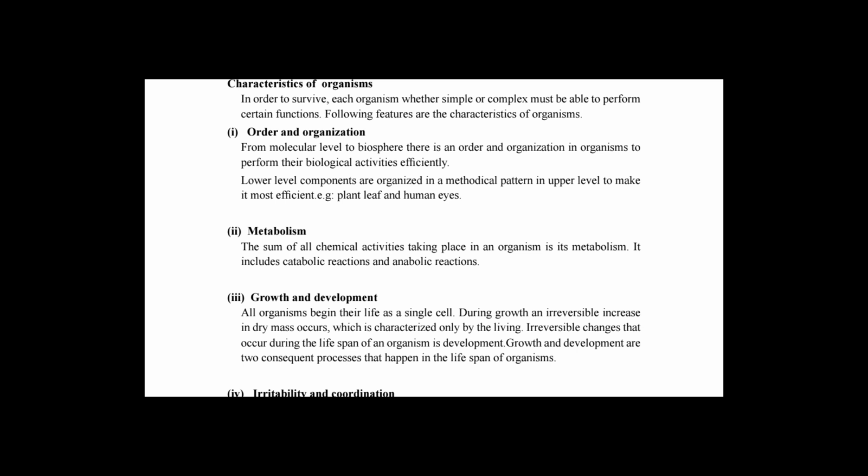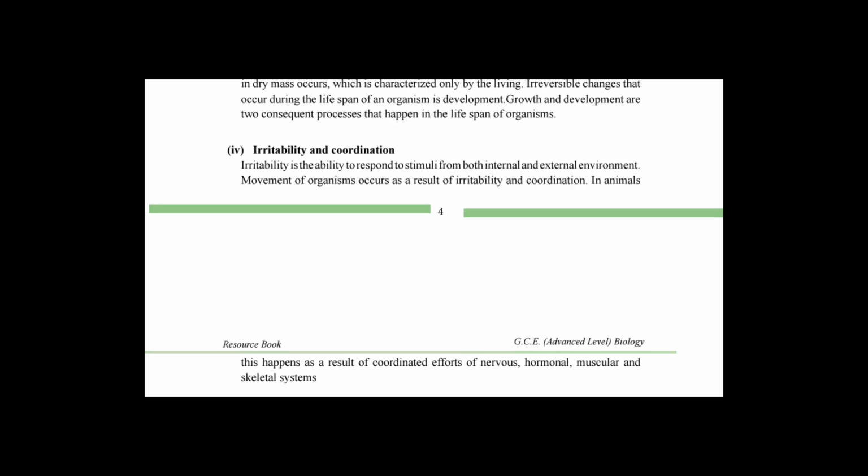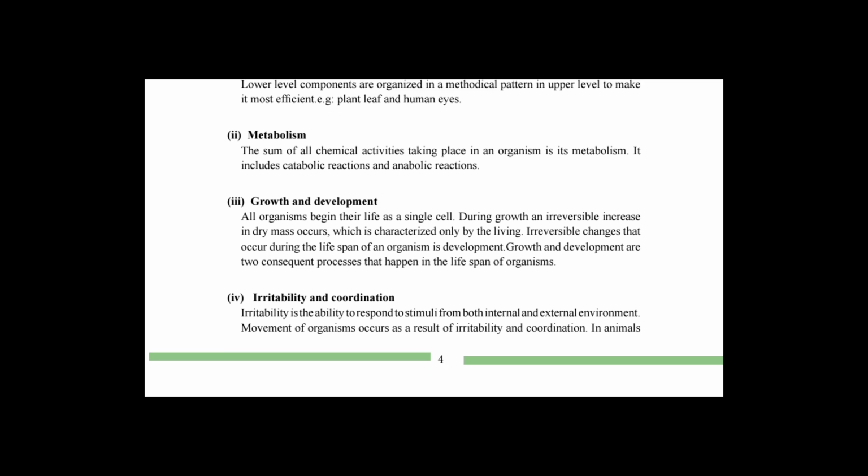So next one is metabolism. Metabolism means, there is a definition which we have to memorize. The sum of all chemical activities taking place in an organism is its metabolism. Okay, this one we have to memorize because they might ask in the SCQ paper, structure paper. It includes catabolic and anabolic reactions. Catabolic reaction means breaking down of molecules to obtain energy.